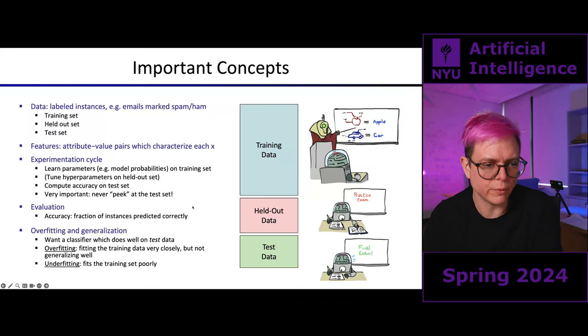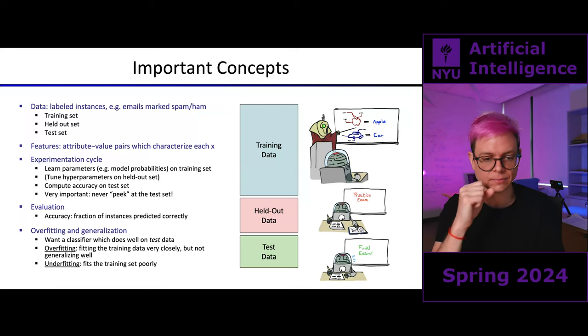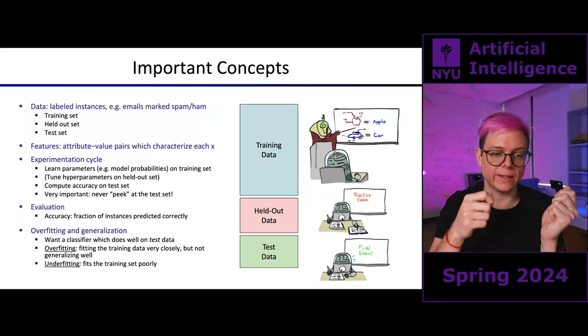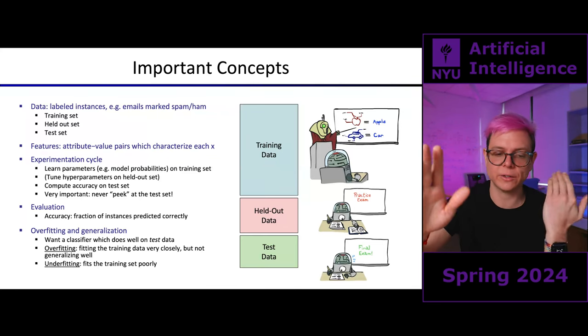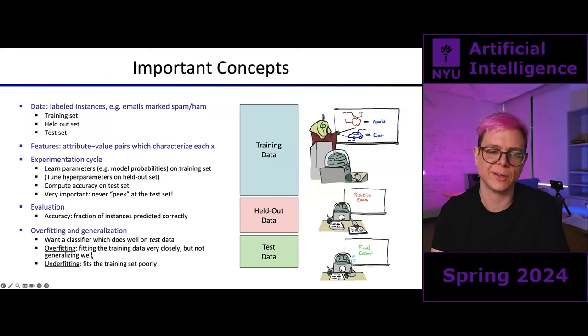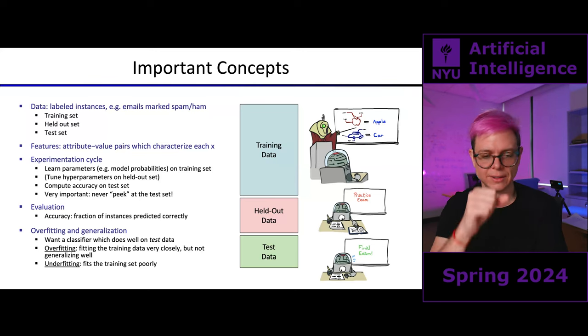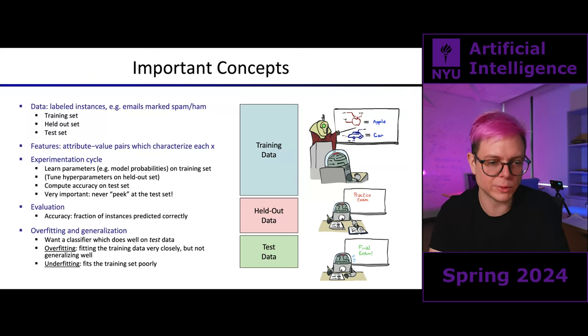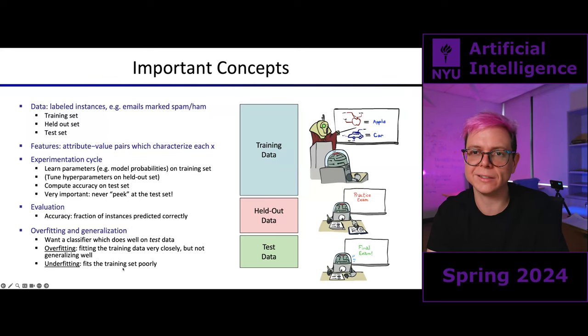All right, so overfitting and generalization. We would like to have a classifier which does well on the test data, but we train it on the train data, right? We try to do well on the test, although we train on the train. So we are fitting the training data very closely, but not generalizing very well. We are just learning by heart all the correct answers. Then I ask you a different question, you have no idea about the answer. Underfitting, you're not listening in class, you're not fitting anything, like the opposite, the other way around.